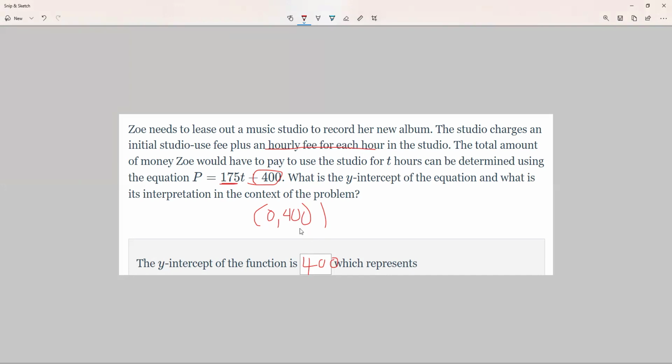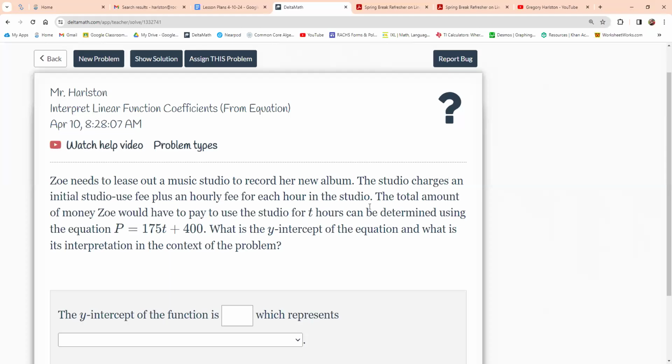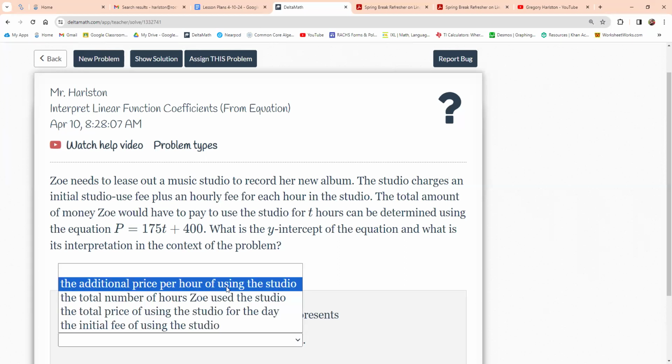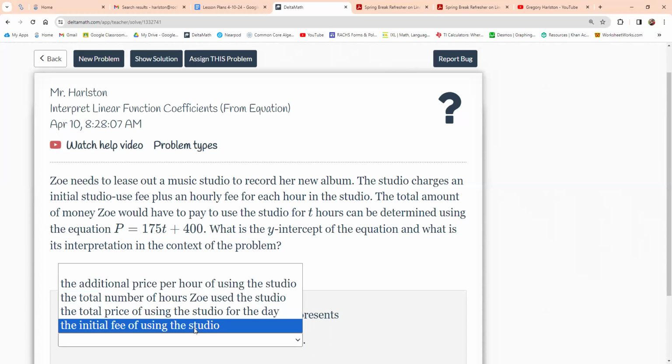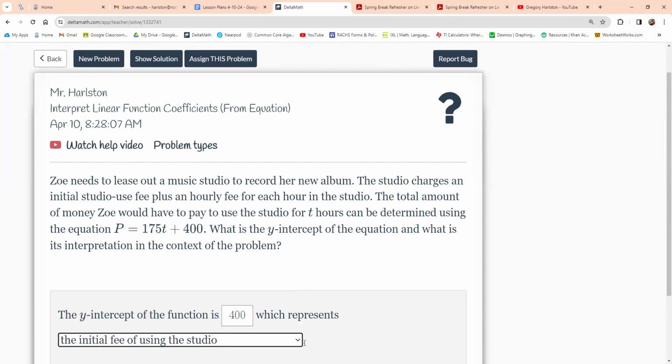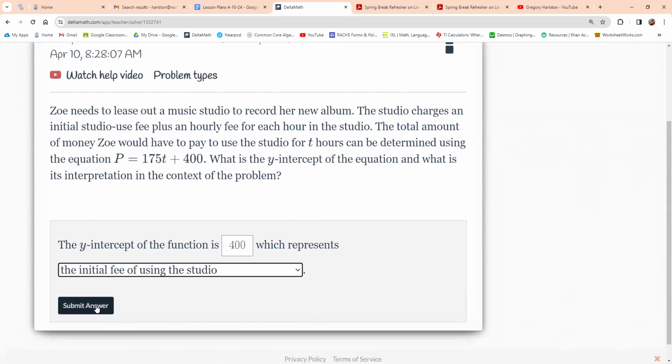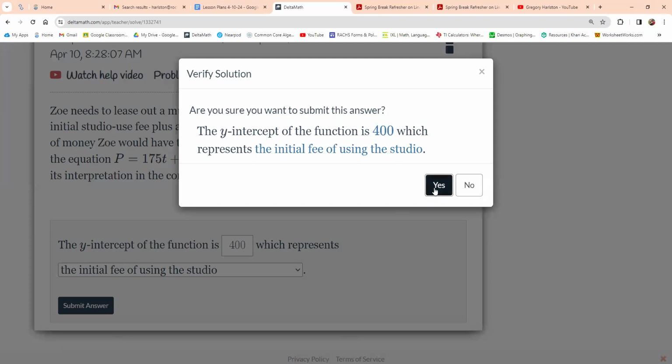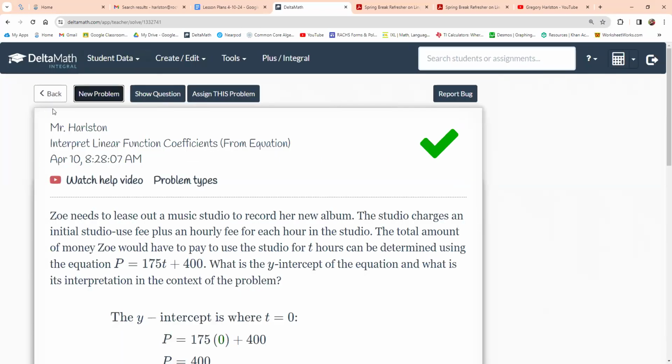So she hasn't done any recording. She's just using that. So you'd go here. We're going to type in 400. And then down here, we're going to say that's the initial fee of just using the studio. She hasn't even done any recording. She's just in there. Submit it. Boom. That's good.